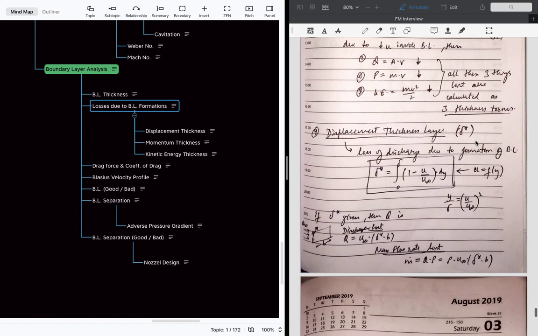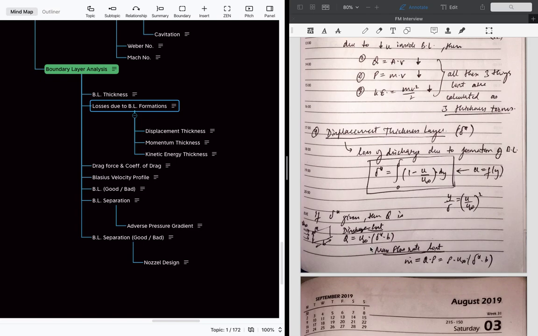So the first thickness term is the displacement thickness layer. This indicates the loss of discharge due to the formation of the boundary layer, and the formula is expressed like this. In this case, the velocity is a function of the transverse direction y, and the relation between the transverse direction and the thickness is related like this: u by free stream velocity whole square.